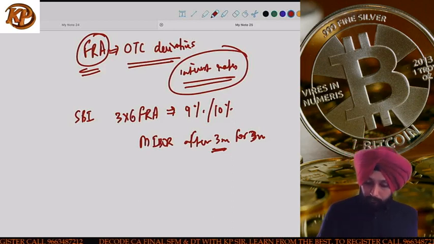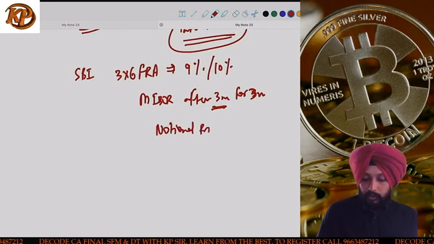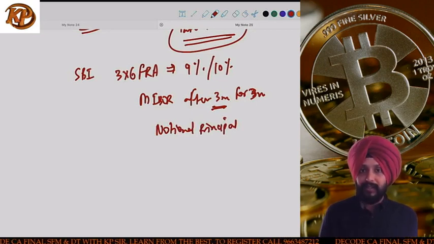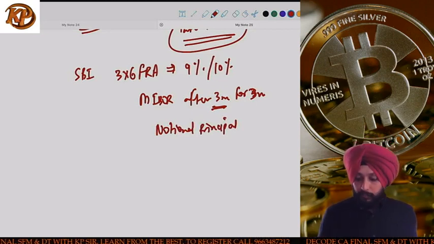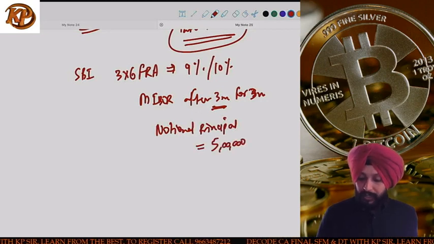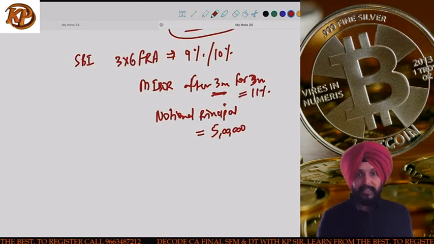And obviously the principal involved here is notional principal. The principal is not real. There is no borrowing or lending happening at this rate. We are only going to use notional principal for calculating the amount of profit or loss. Suppose notional principal is rupees 5 lakhs and after 3 months, the 3 months MIBOR is 11%. Let's assume that 11%. Just trying to show you how maths is done.